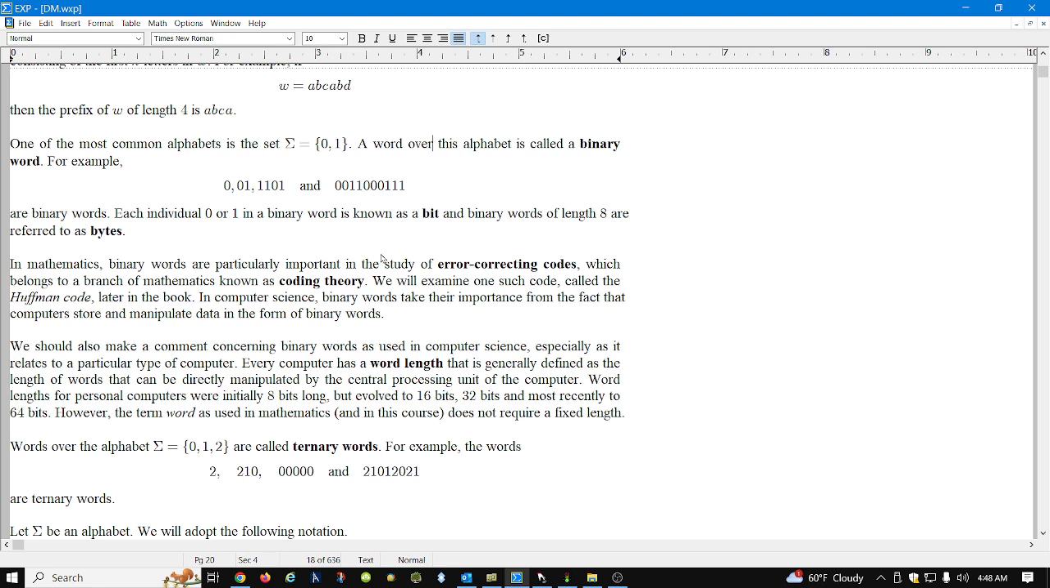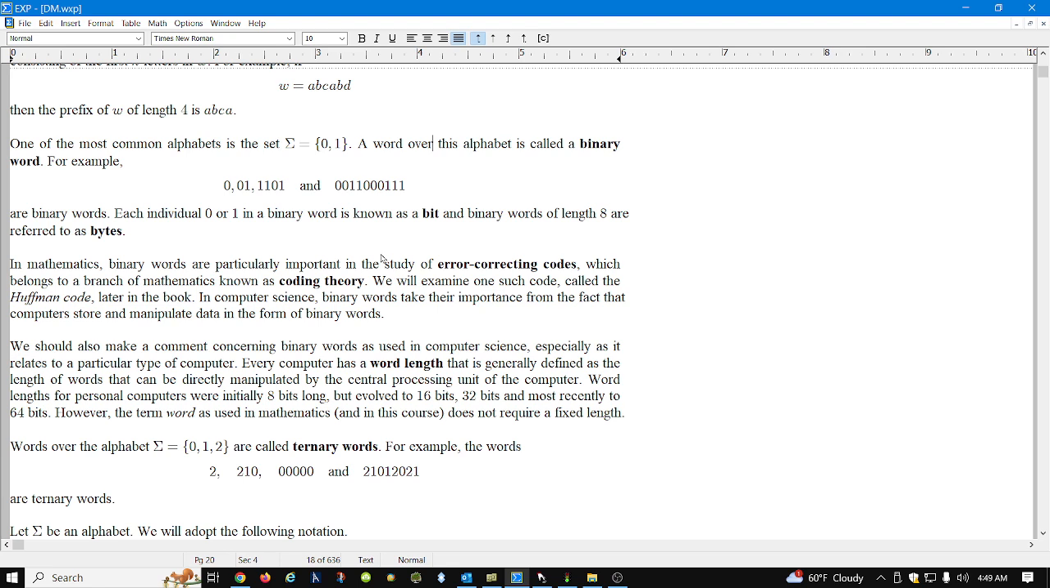Now in mathematics, binary words are particularly important in the study of error-correcting codes, and that belongs to a branch of mathematics known as coding theory. In computer science, binary words primarily take their importance from the fact that computers store and manipulate data in the form of binary words. But there is a potential bit of confusion here with the term word.